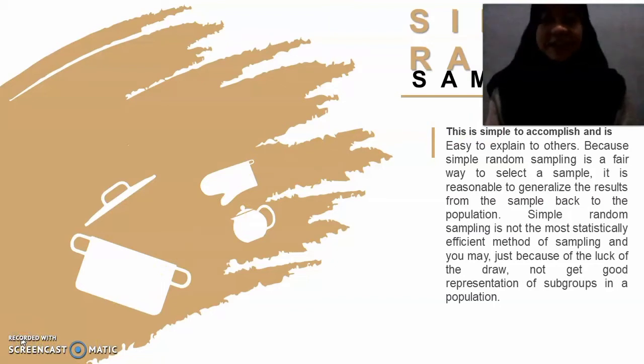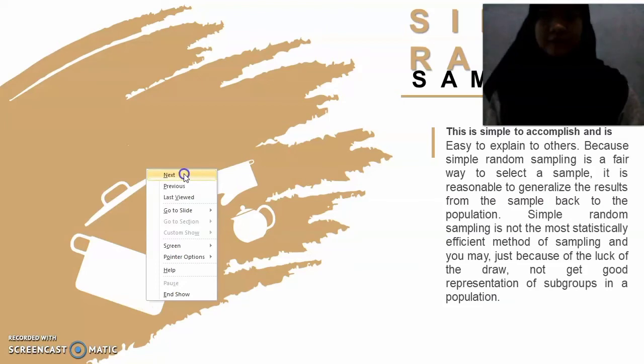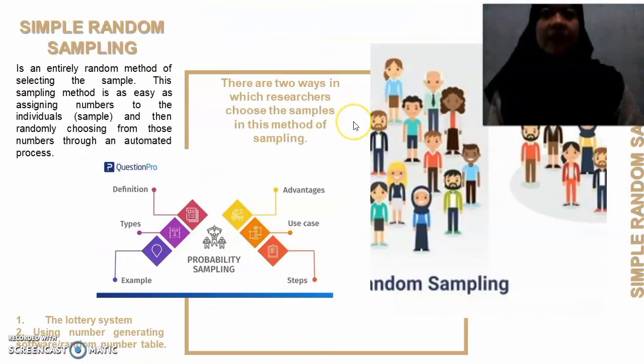This sampling method is as easy as assigning numbers to the individuals or samples and then randomly choosing from those numbers through an automated process. Finally, the numbers that are chosen are the members that are included in the sample. There are two ways in which researchers choose the samples in this method of sampling.